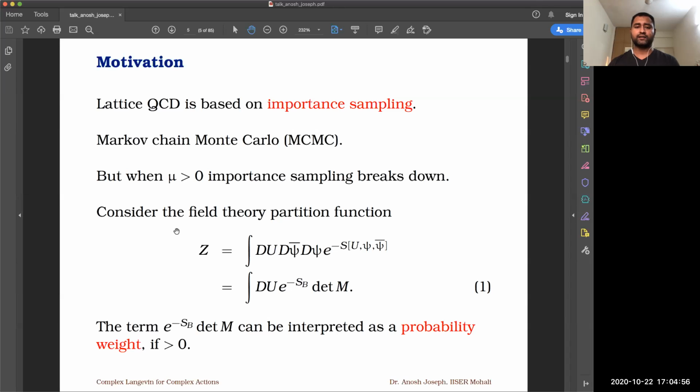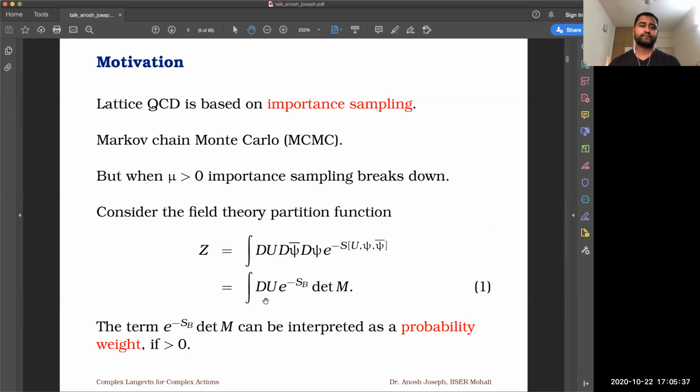Let's consider the field theory partition function, which is given by this. We have the fermions denoted as psi bar and psi, then the gauge field or the link field. Then we can integrate over the fermions, and we get a determinant of a matrix, the fermion operator M. The term e^{-S_B}, where S_B is the bosonic action containing only gluonic variables, times the determinant of M, can be interpreted as a probability weight if it is greater than zero. If it is less than zero, or complex, then it is problematic.